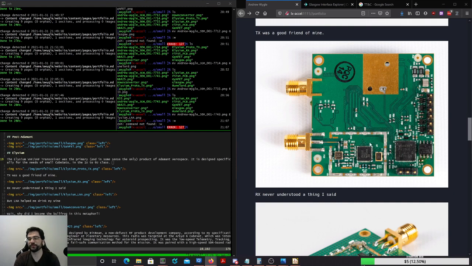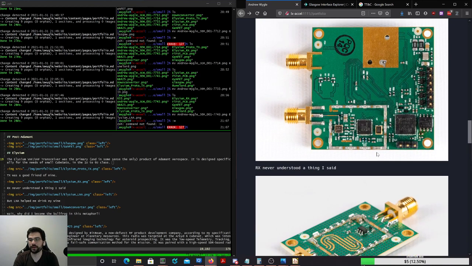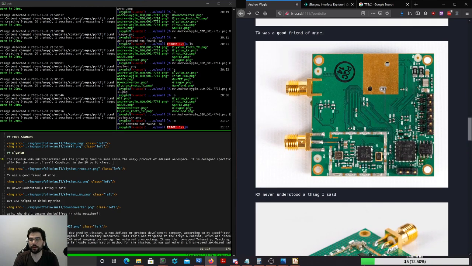Anything with SMA connectors on it gets my attention. Oh, hey, MebX. I'm not really sure how to pronounce that, but welcome. I appreciate you stopping by.